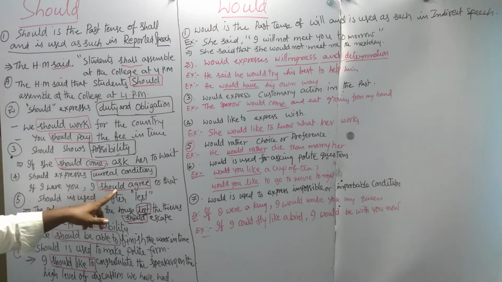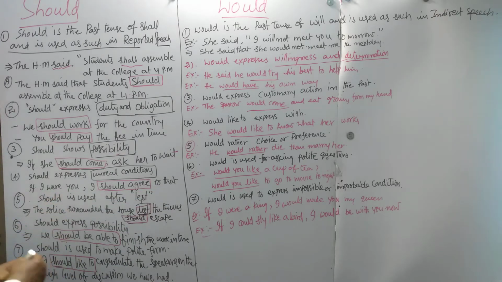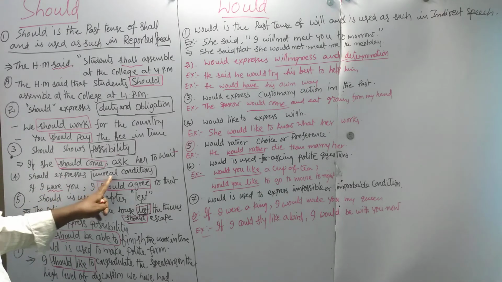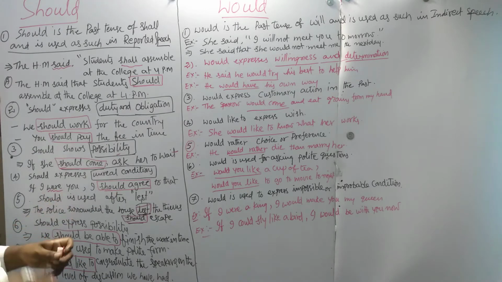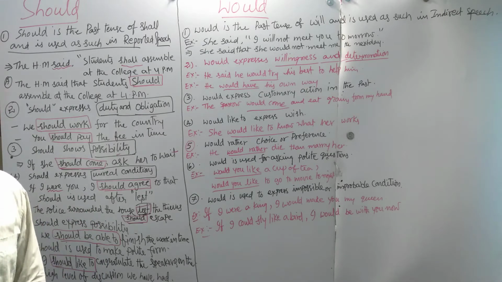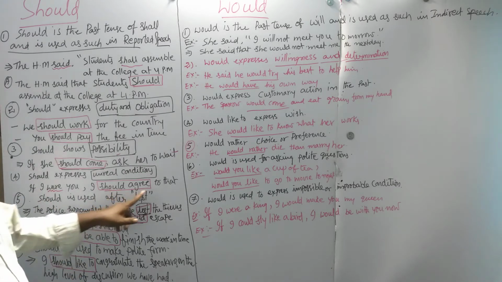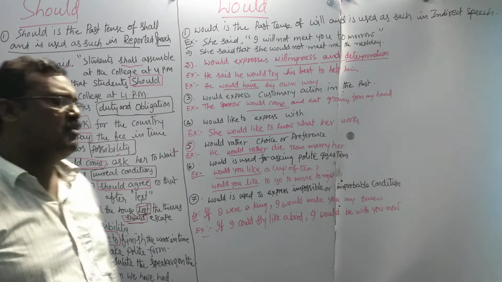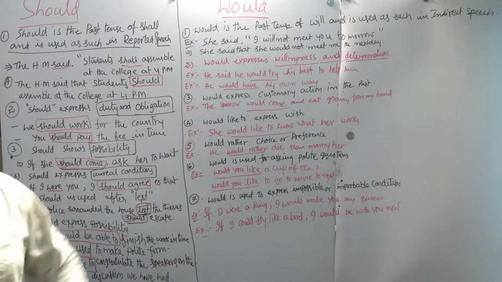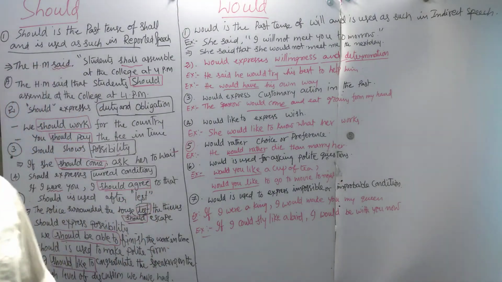If I were you, I should agree to that. After "if I," only "were" we have to use if you want to express an unreal condition. Suppose one person says to another, if I were in your condition, if I were you, I should agree to that. That means actually here, one proposal we did not agree to. So by hearing that, our friend may say to us, if I were you, in your position, I should agree to that proposal.